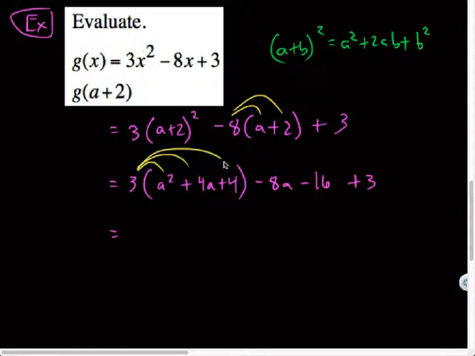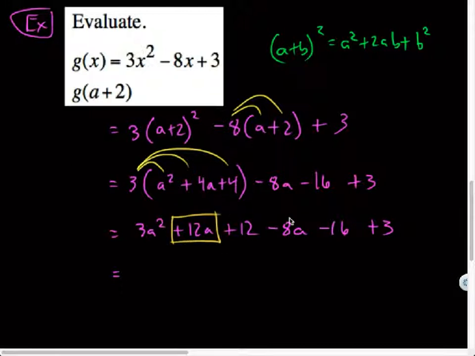So I've got 3a squared plus 12a plus 12 from further distributing, minus 8a minus 16 plus 3. And now I can simplify this. I've got some like terms, the 12a and the negative 8a. Those guys are buddies. And you can circle the 12, the negative 16, and 3.